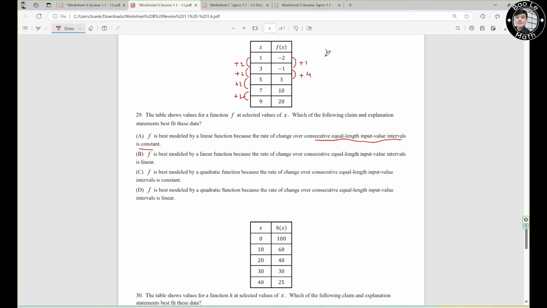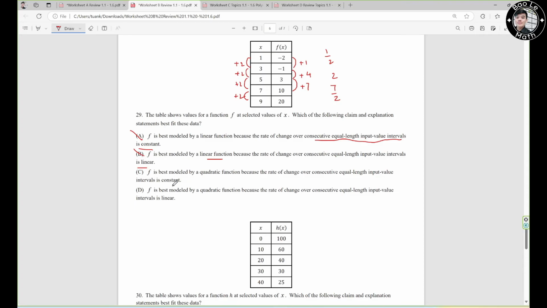Because 1 divided by 2 is going to be 1/2. 4 divided by 2 is going to be 2. The average rate of change is different. It's not a constant, so this is wrong. Now question B, f is best modeled by a linear function because the rate of change over consecutive equal length input value intervals is linear, right? This one is 7, right? So 7 divided by 2, it could be 7/2. If question A is wrong, question B must be wrong, right? Because if the function is best modeled by a linear function, the rate of change over consecutive equal length input value intervals must be constant, right? So this is not linear, so this is wrong.